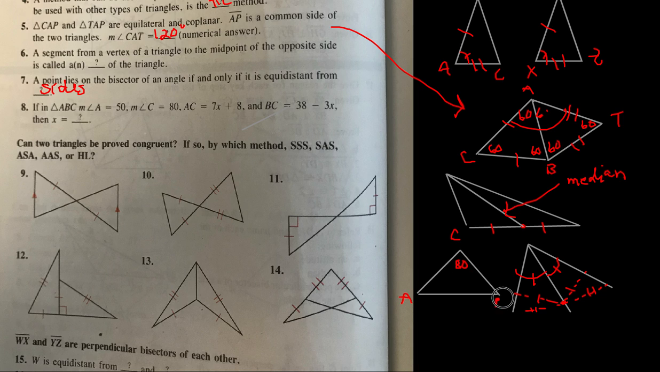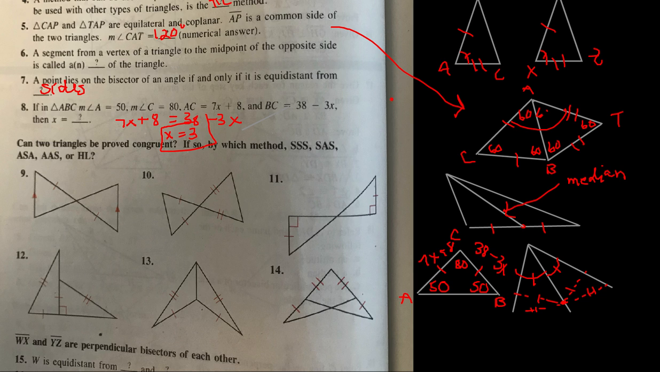A is 50. So if we take 180, subtract 80, we get 100. Subtract 50, we get 50. We know that this angle is equal to 50 as well, so it's an isosceles triangle. So these two sides are going to be the same. If the base angles are the same, the opposite sides are the same. So this is 7x plus 8, and this one is 38 minus 3x. We set those equal to each other and solve. So we get 7x plus 8 equals 38 minus 3x, and you get x equals 3. I think you can all do that.